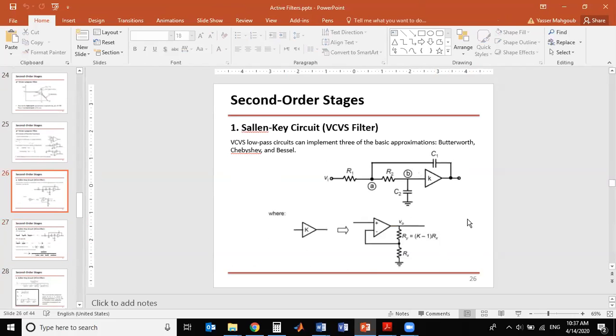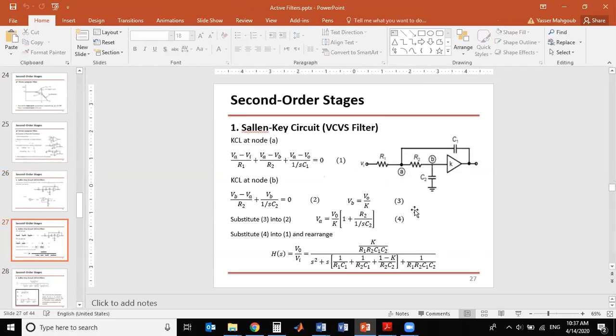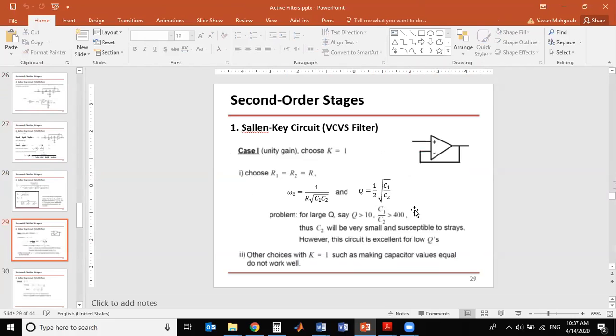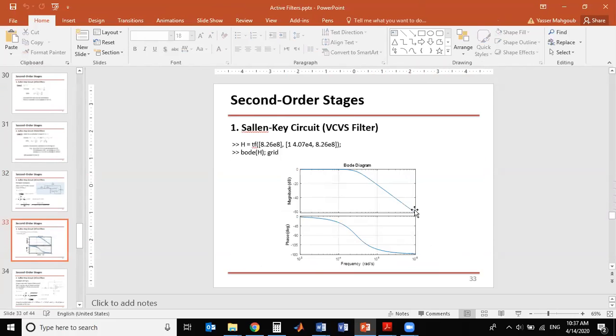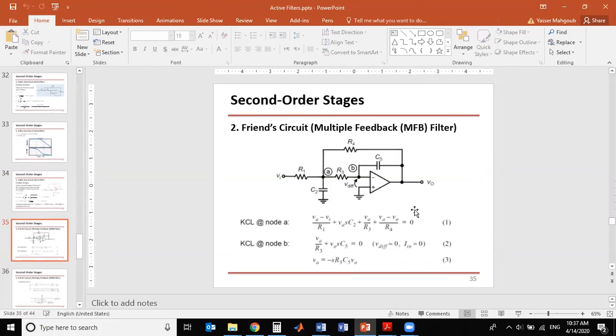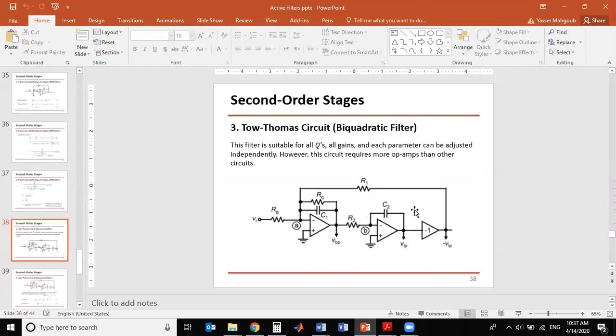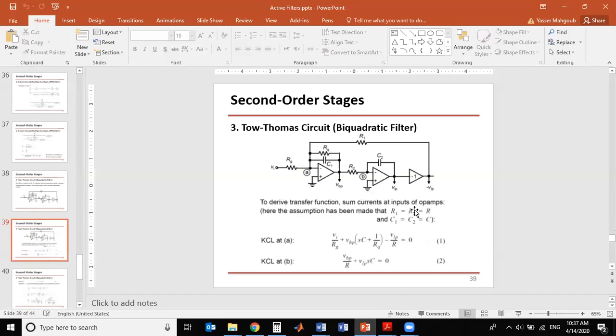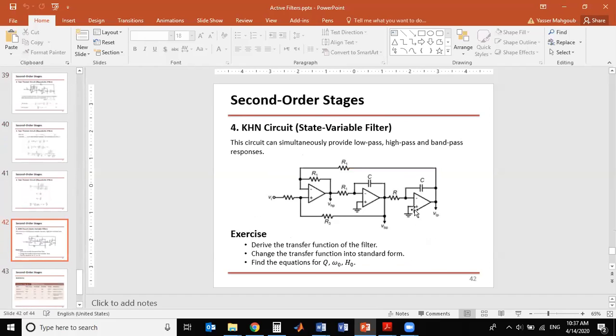Now we have to know how to find the transfer function of a circuit like this. I think we covered this for Sallen-Key. We covered it also for the French circuit, and we covered it for Thomas circuit. And the final one, I asked you to do it as an exercise.